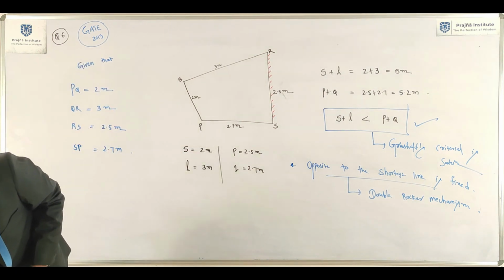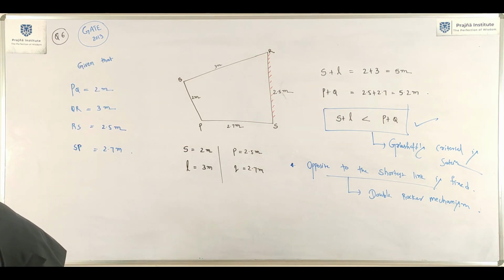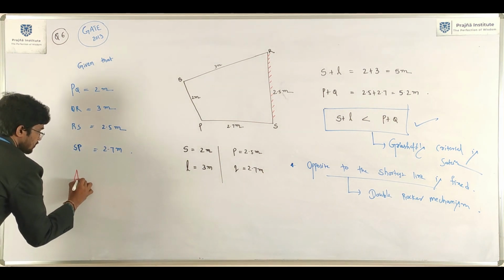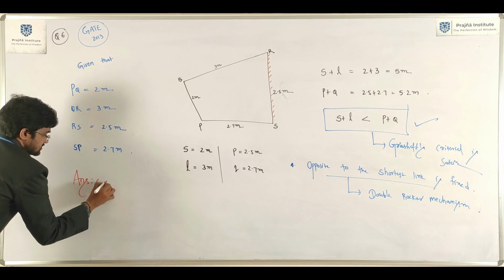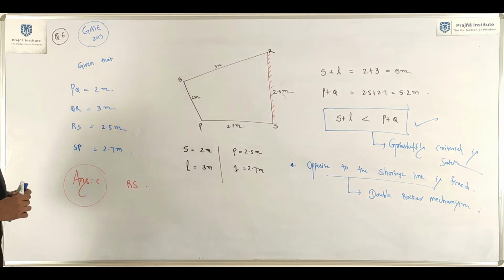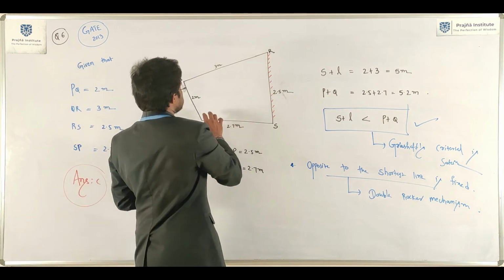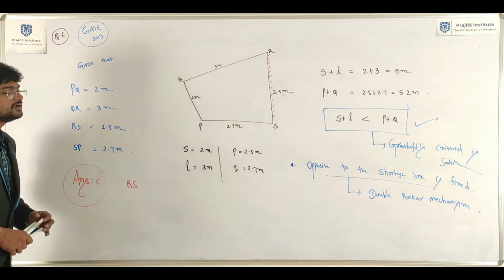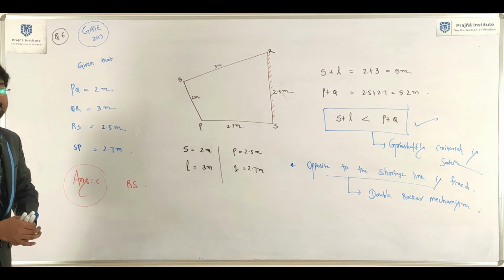Okay. Which option is correct? This question was given in GATE 2013. Option C is correct. RS. Answer C. RS we need to fix. Okay na? So by fixing the link which is opposite to the shortest link, the resultant mechanism will be a double rocker mechanism.